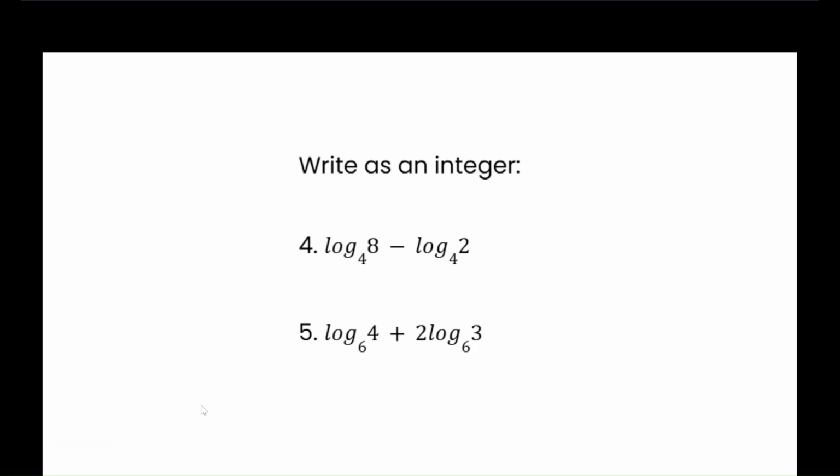This is another type of question. Simplify these expressions and rewrite it as an integer, which are whole numbers. You may pause the video now to solve them. I will solve them in 3, 2, 1.